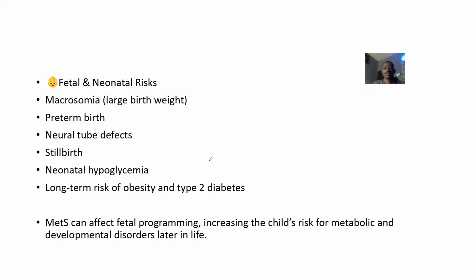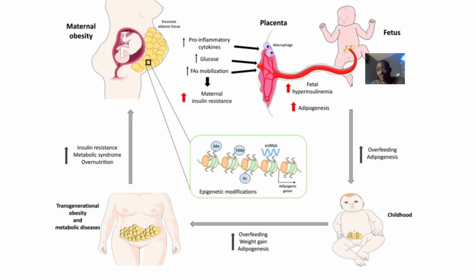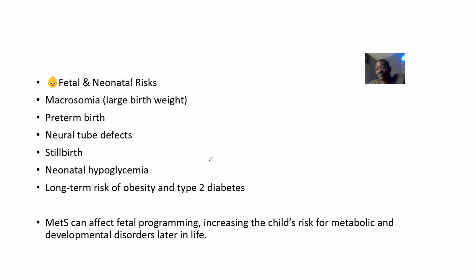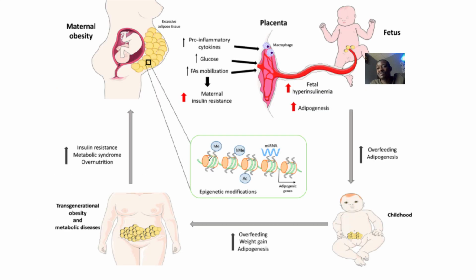All right, so on the baby, if it is diabetes, most of the times it makes the baby so large. All right, that's macrosomia. Preterm birth, you give birth to the baby before the baby is matured. Neural tube defect, stillbirth. All right, neonatal hypoglycemia, the baby doesn't have a lot of glucose and all of that. So later on, the baby has a risk of developing obesity or type 2 diabetes again.